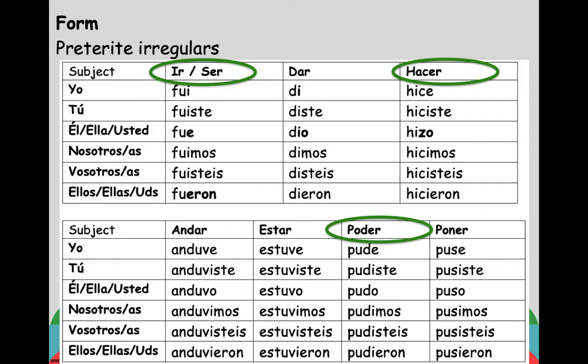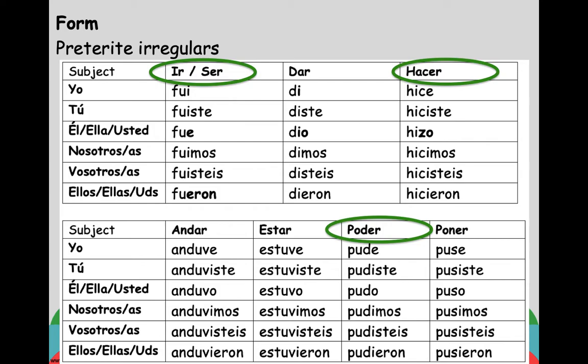And another verb that I would say is very important to learn is hacer, the verb to do or to make. And it's really quite a straightforward pattern to learn. It's really, most of the irregular preterites have the same kind of ending pattern.